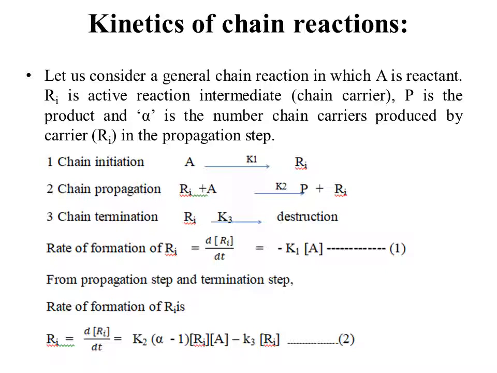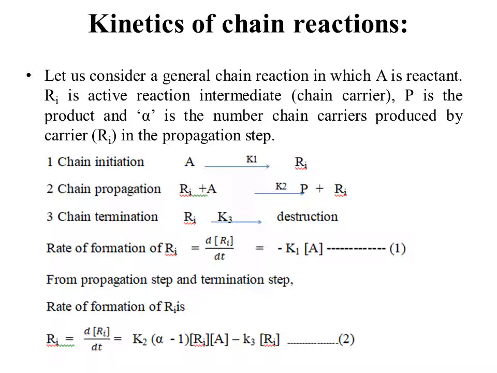Let us consider a general chain reaction in which A is the reactant, Ri is the active reaction intermediate or chain carrier, P is the product, and alpha is the number of chain carriers produced by carrier Ri in the propagation step.